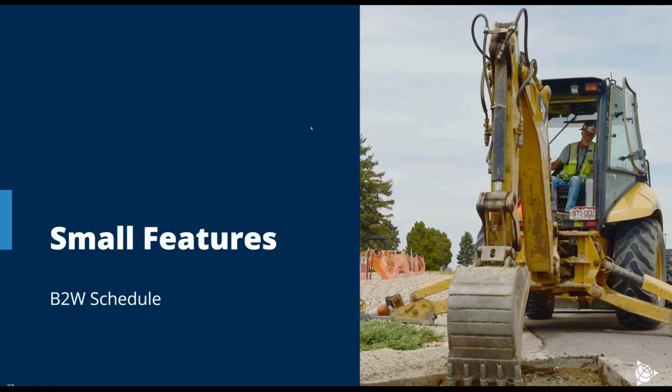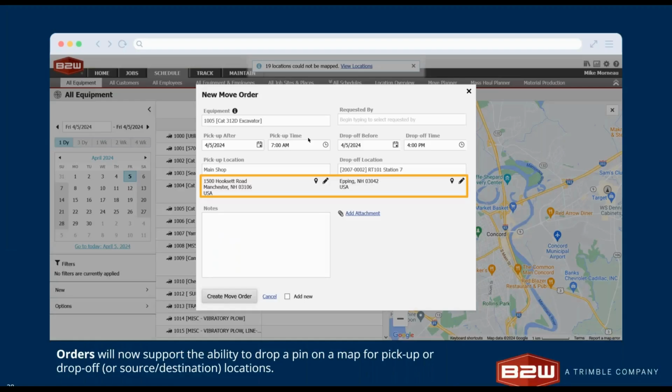All right, the next piece here are just some small features that we introduced with Schedule. The first one here is the ability to drop a pin. So now orders within Schedule, you'll be able to drop a pin on the map for either pickup or drop off locations, or source, destination, and orders.